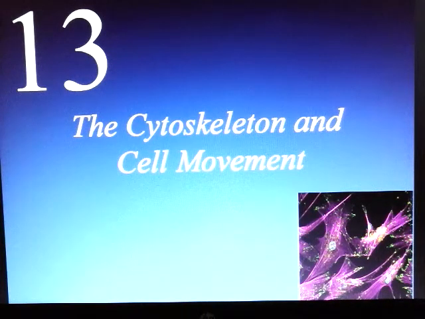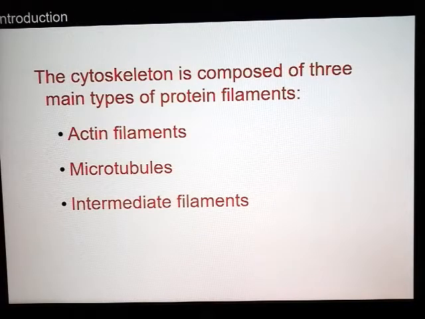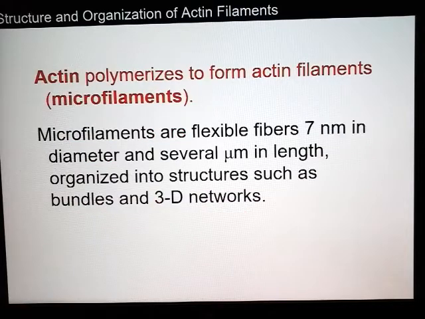Today's lecture is on the cytoskeleton and cell movement. So there's a structure and organization that takes place in cells dealing with actin, myosin, microtubules, etc. And some important things to know, guys, is that your cytoskeleton is composed of three main types of protein filaments: actin, microtubules, and intermediate filaments. Actin will polymerize to form actin filaments, or what sometimes are known as microfilaments.